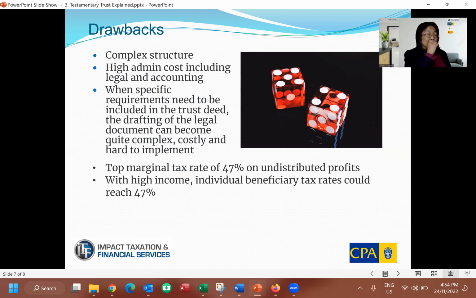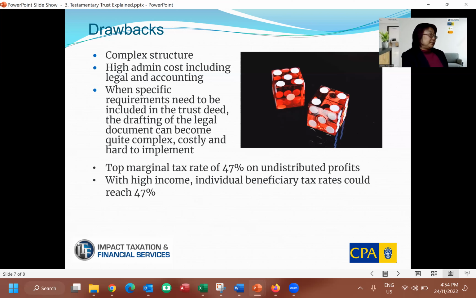Sometimes, as mentioned earlier, parents may want to add more specific requirements on how their children can receive the income from the testamentary trust. The more detailed the requirements, the more drafting, adjustment or change the solicitors need to add to the legal document.